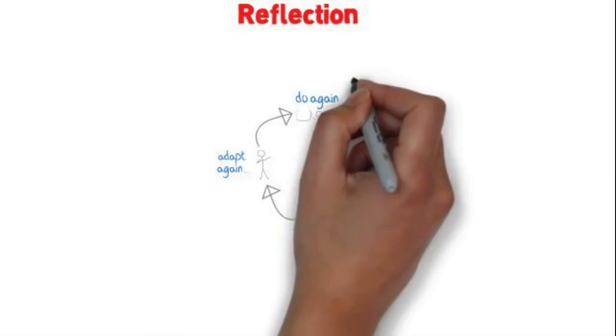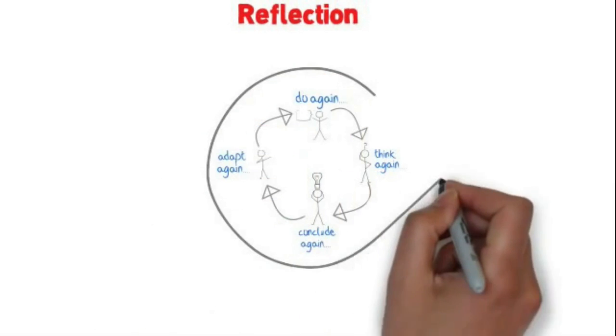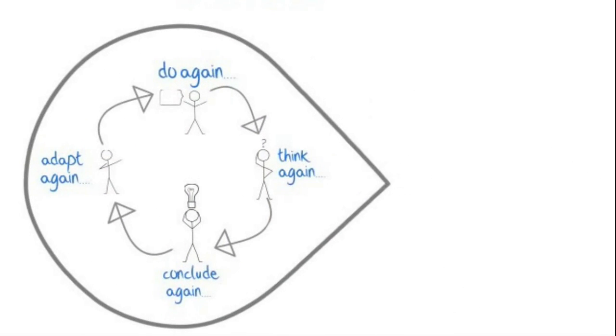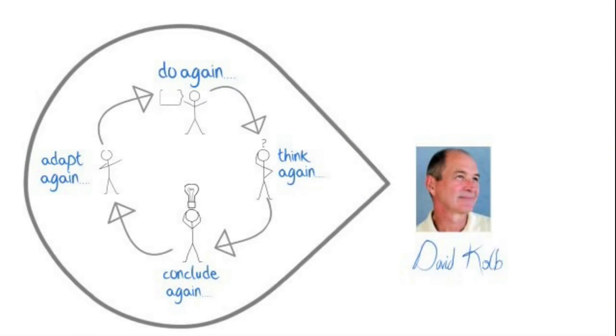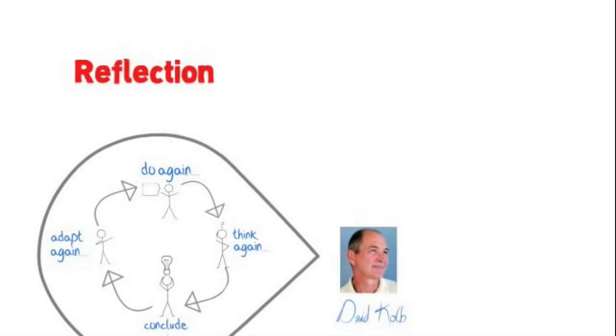And this process of learning from experience forms the basis for the ideas of David Kolb, who is an American educational theorist, born in 1939 and living in Ohio.